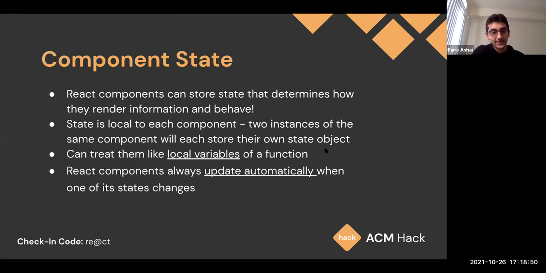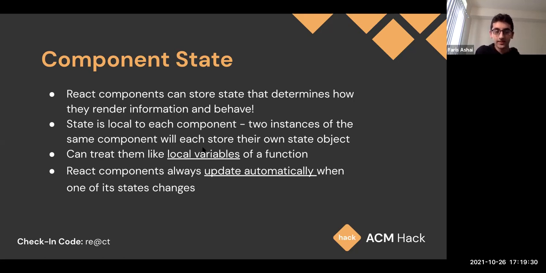Okay, so I can cover this. React components can handle data in two ways. The first of these is by storing their own state, which is basically like storing local variables inside the object. That can determine how they render the information in them and behave. The state is local to every component, so if you have two different instances of this counter component, they're each going to have a separate state just for them, so they can function independently.